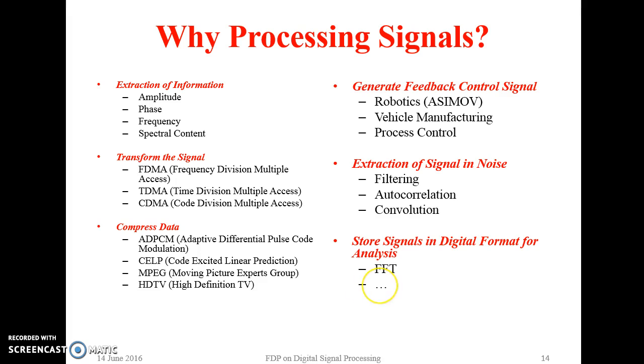So next, why are we processing signals? There are 6 main criteria for us to process a signal. First one is extraction of information. Second one is transform the signal. Third one is compress data. Fourth one is generate feedback control signal. Fifth one is extraction of signal in noise. And at last is store the signals in digital format for analysis.